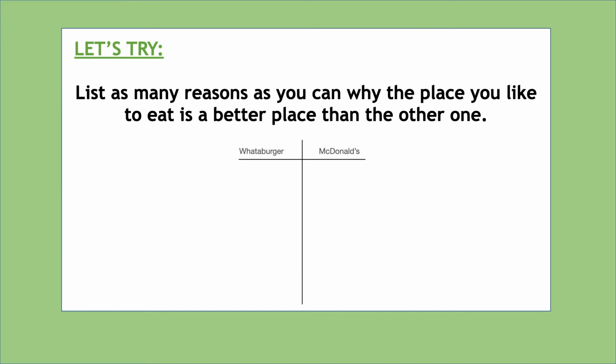Next, list as many reasons as you can why the place you like to eat is better than the other one. If you aren't sure which place you like better, you might need to make a T-chart and list positive reasons for both sides. Pause the video again so you can list out your reasons.